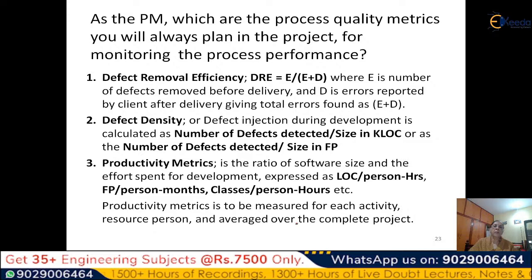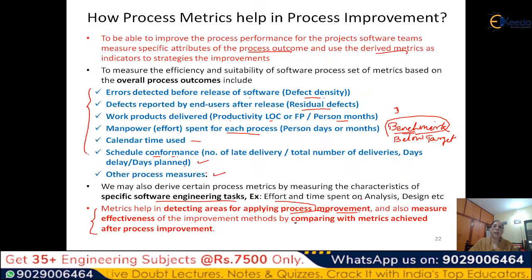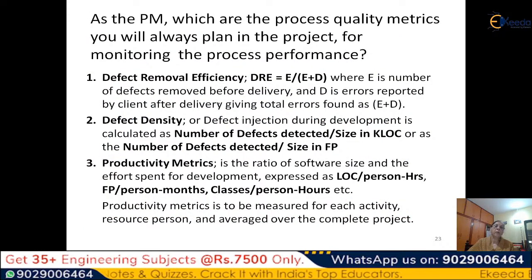Now you are asked a very simple question. You are the PM. Which are the process quality metrics that you will always produce? So this is how it will help you. And to help this, what are the normal minimum metrics that you will define for process metrics? How many process metrics will you define?